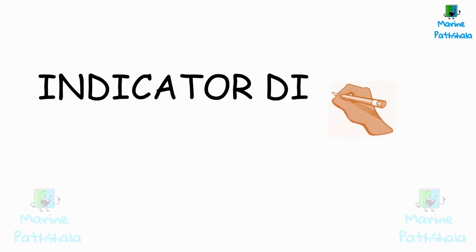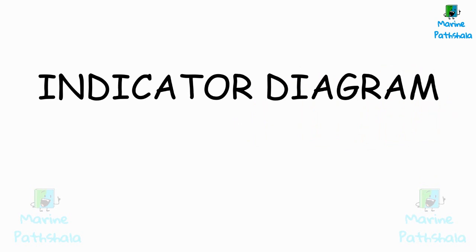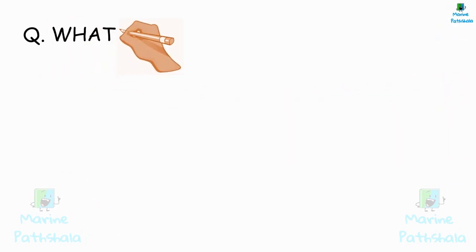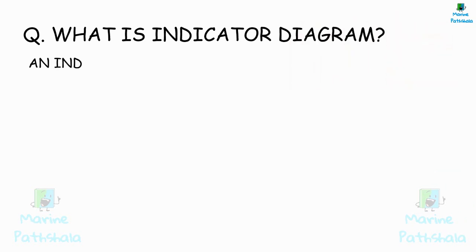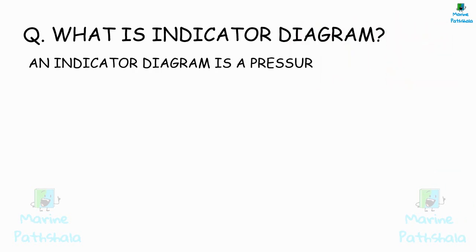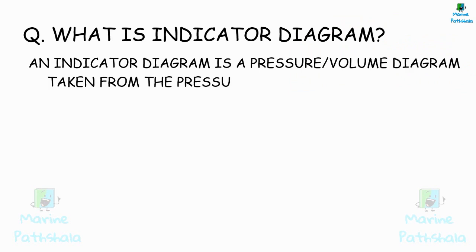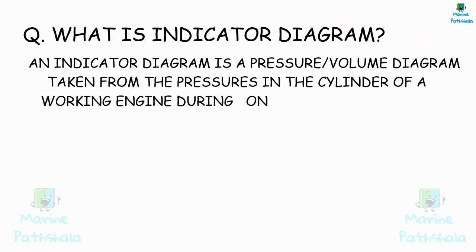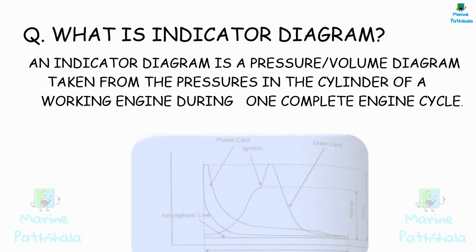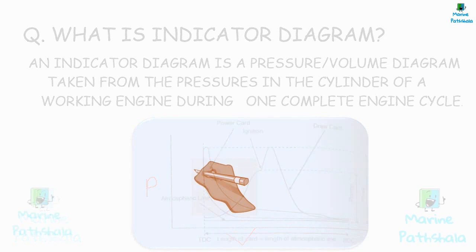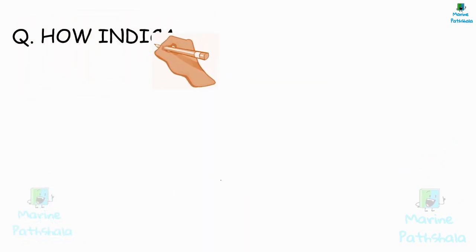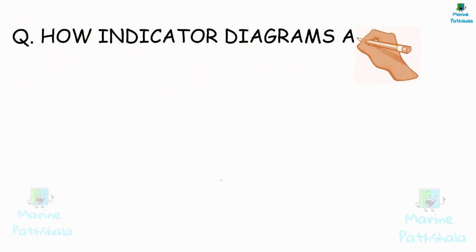In this video, we'll discuss indicator diagrams. The first question that arises in our mind is, what is an indicator diagram? An indicator diagram is a pressure-volume diagram taken from the pressures in the cylinder of a working engine during one complete engine cycle. Normally, in an indicator diagram, pressure P is taken on the y-axis and volume V is taken on the x-axis.